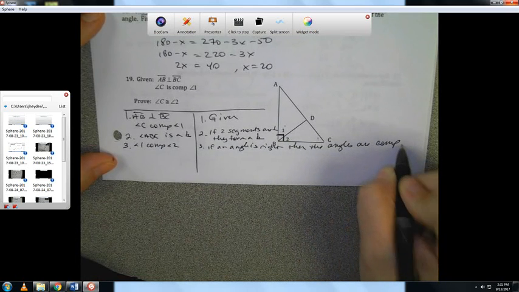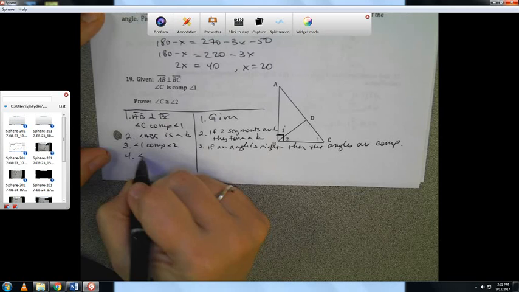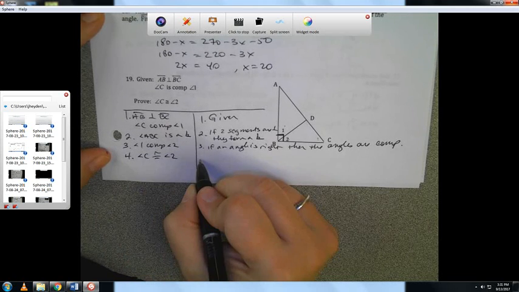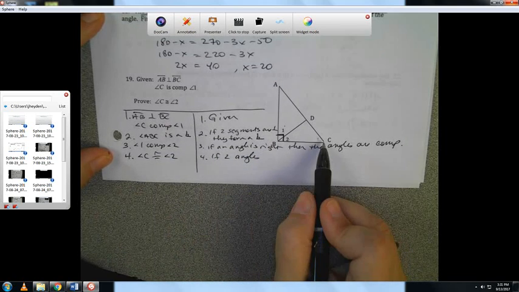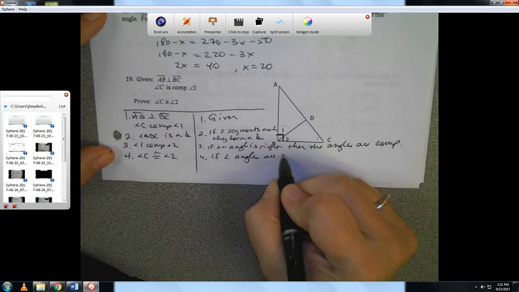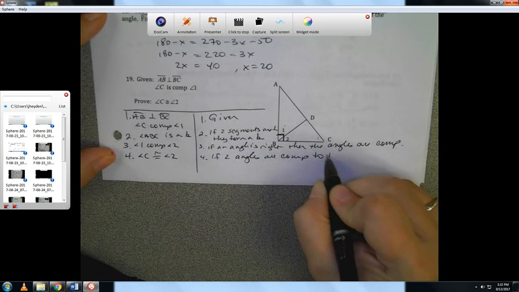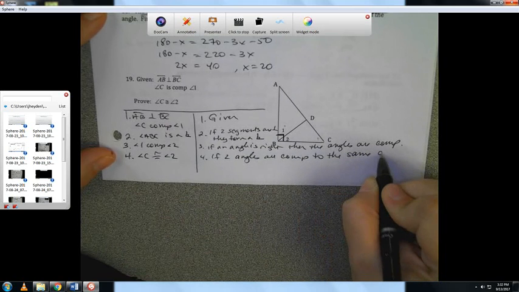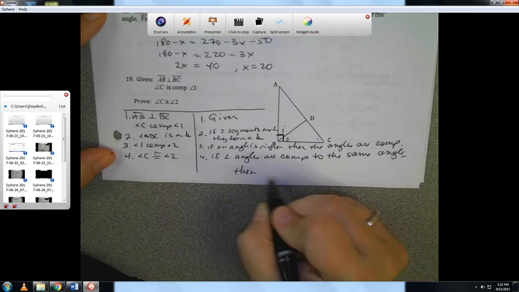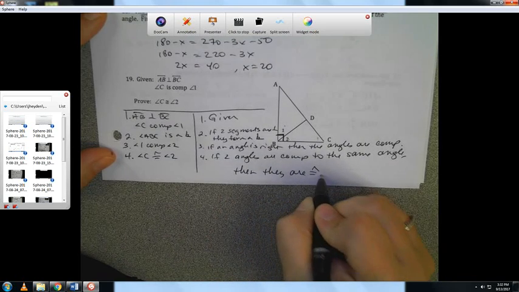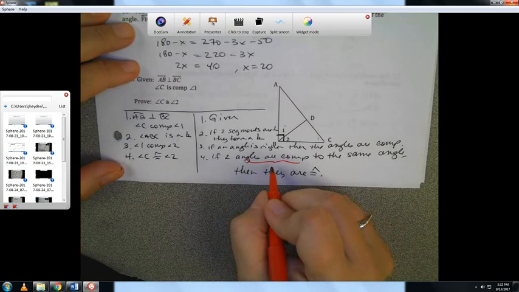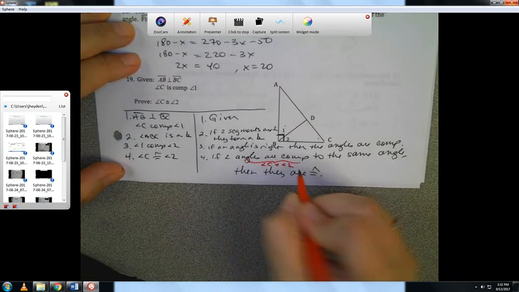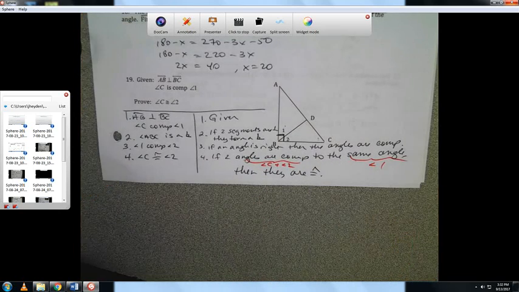And so that means angle C has to be congruent to angle 2 because if 2 angles, and I'm talking about C and 2 right here, are complementary to the same angle, then they are congruent. Okay? So the 2 angles that are complementary here are angle C and angle 2, complementary to this guy, angle 1. So that's why C equals 2. Home stretch.